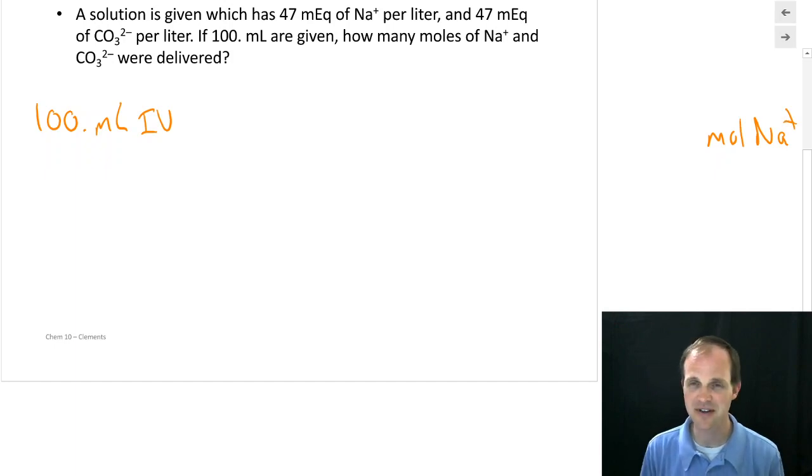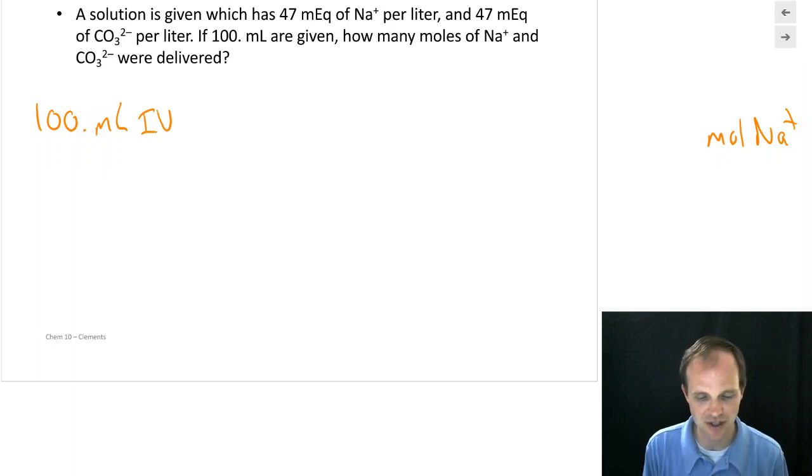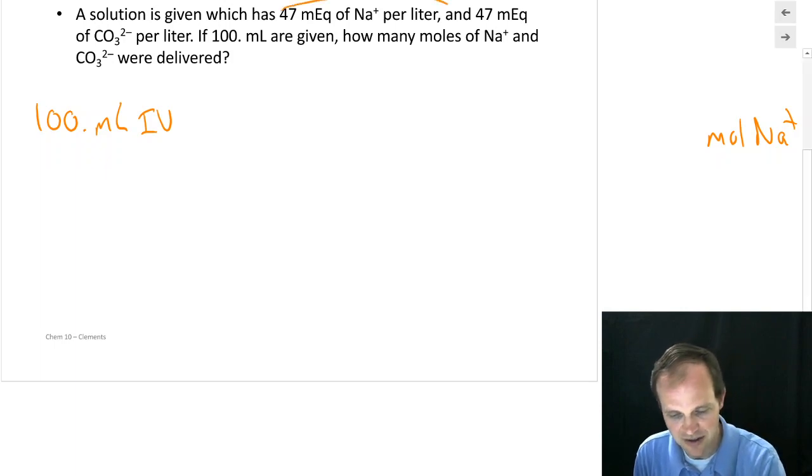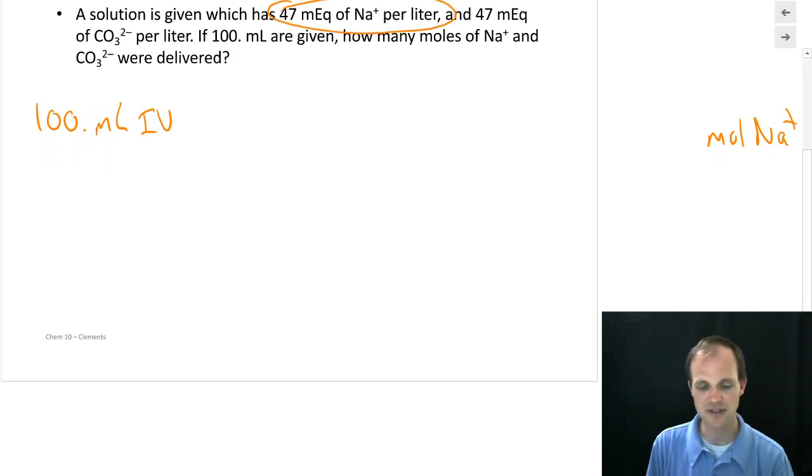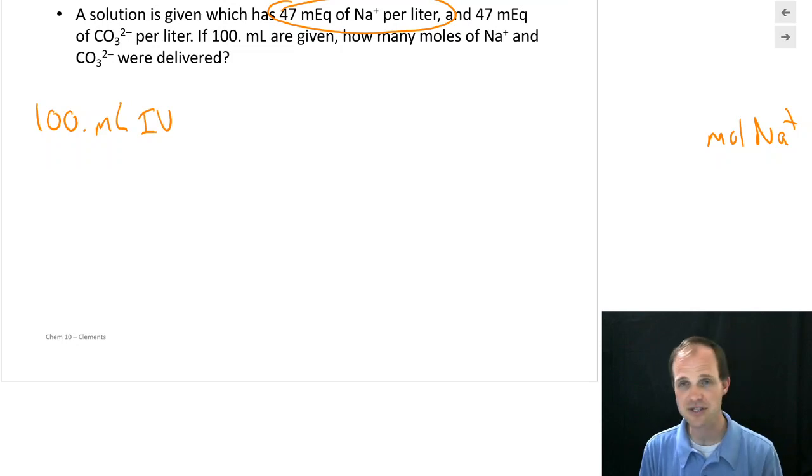And boy, wouldn't it be nice if I could do that in one step, but I can't, because my conversion would be moles of sodium ion for every milliliter of IV, and I just don't have that information. The only information I have here is milliequivalents per liter. And so I look at that and I think, well, that's in liters, and I've got something in milliliters. So maybe my first step is going to be to convert to liters. So let's go try that first.